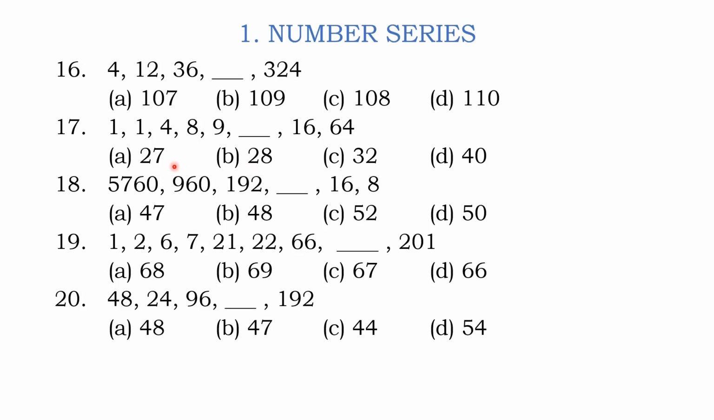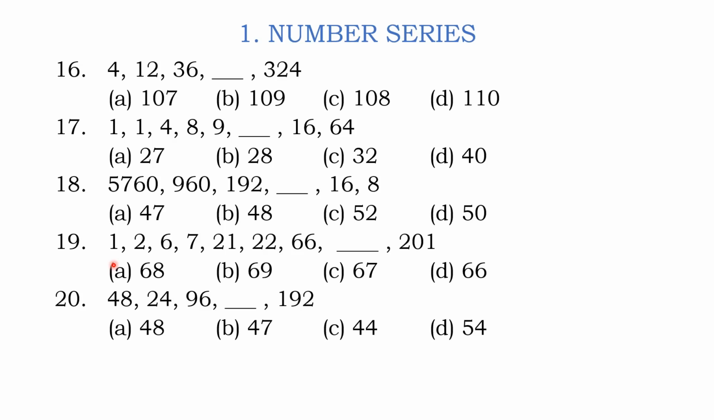In the next problem, we have 5760, 960, 192. Here the first number is divided by 6. So 5760 divided by 6 is 960. 960 divided by 5 is 192. So the next number should be 192 divided by 4, which is 48. Now 48 divided by 3 is 16. 16 divided by 2 is 8. So this is how this series is formed.